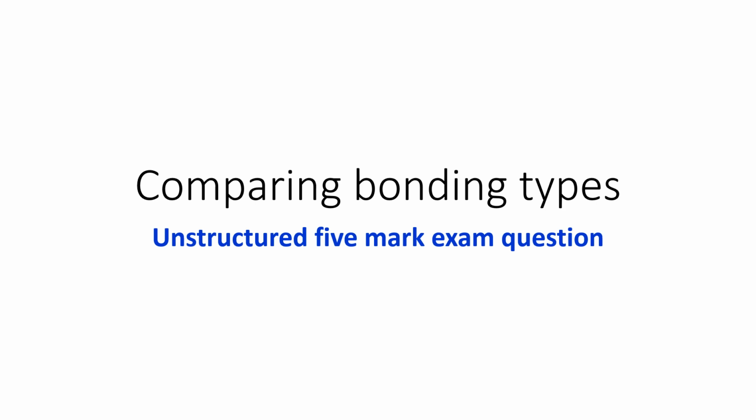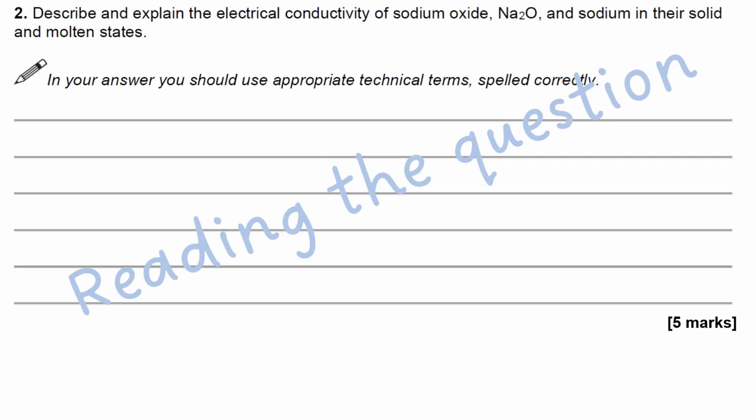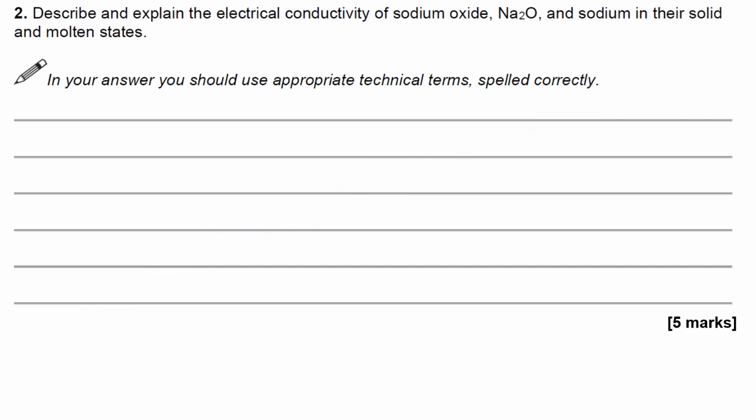Hello, and welcome to this quick look at an unstructured 5-mark exam question which specifically compares two bonding types. So we're going to look at how to read this question first of all. At the beginning it says describe and explain the electrical conductivity of sodium oxide, Na2O, and sodium in their solid and molten states.